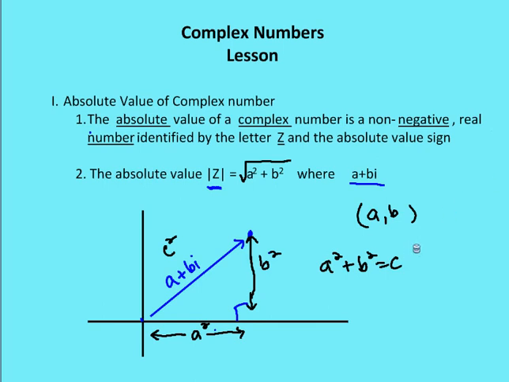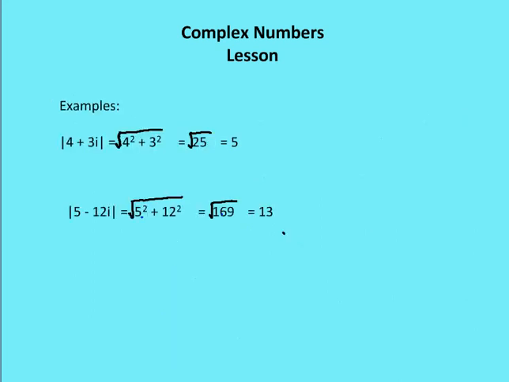Let me erase these squares, because I don't want to cause any confusion. So this is just A, this is B, and then this is C. A squared plus B squared is equal to C squared, or C is equal to the square root of A squared plus B squared. So the absolute value of Z is the same as C, the hypotenuse distance, and that's equal to the square root of A squared plus B squared. Again, we're just finding the distance from the origin to the point A, B.